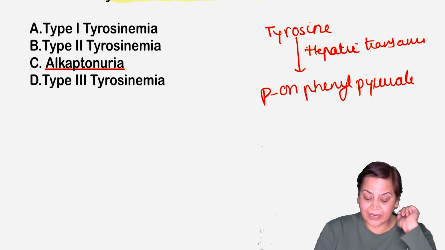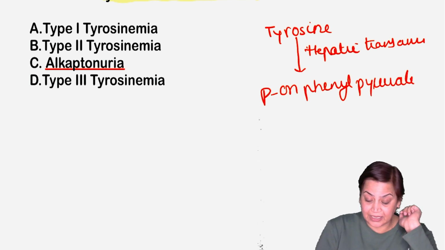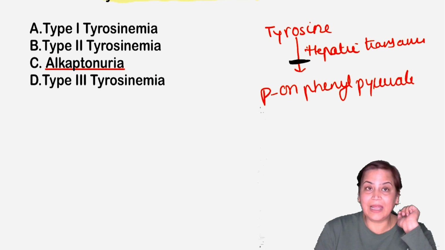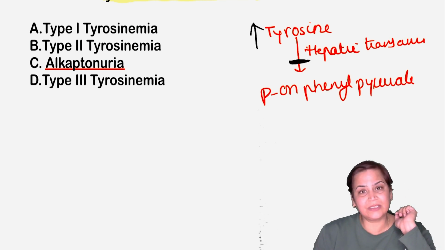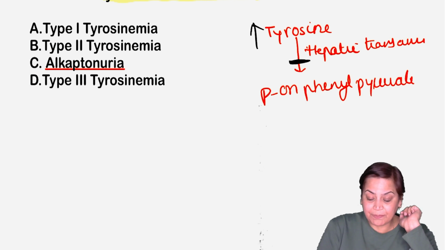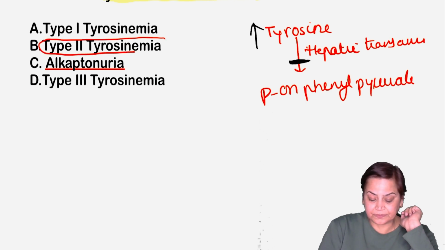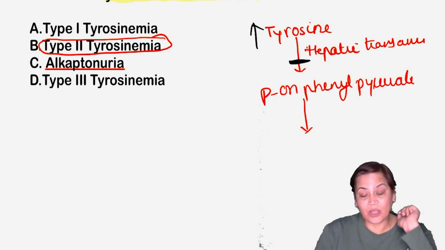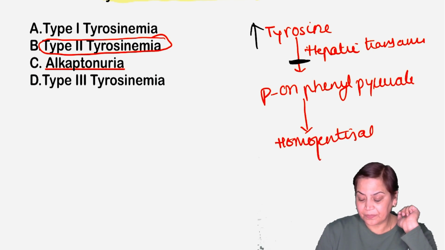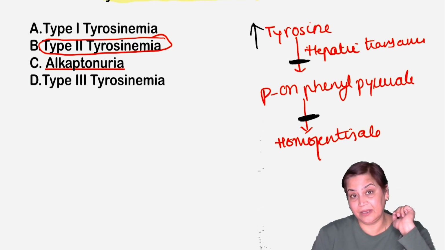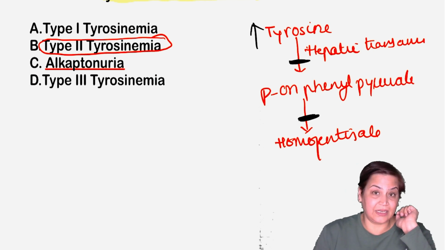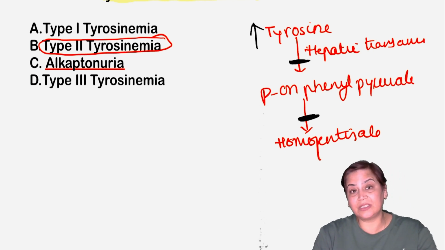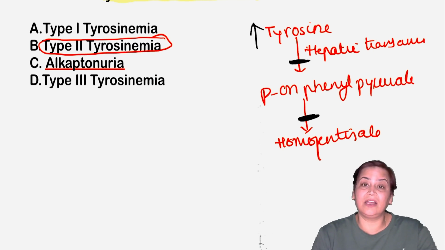And this is also known as tyrosinemia, because if this enzyme is absent, what will happen? There will be increased concentration of tyrosine. So it will lead to type 2 tyrosinemia. This para-hydroxyphenylpyruvate then undergoes dioxygenase activity to form homogentisate. If this enzyme is absent, it leads to tyrosinemia type 3, which is also known as neonatal tyrosinemia. So here it is type 2 tyrosinemia, which is also known as Richner-Hanhart syndrome.